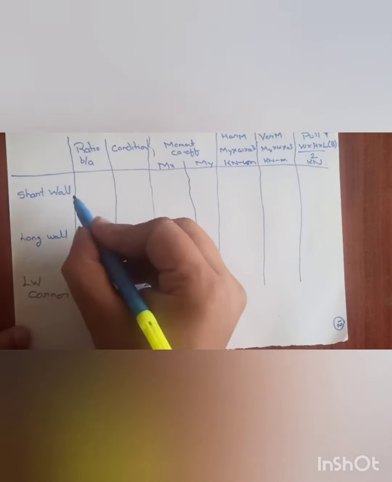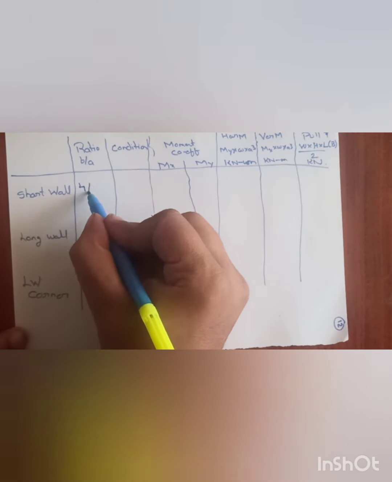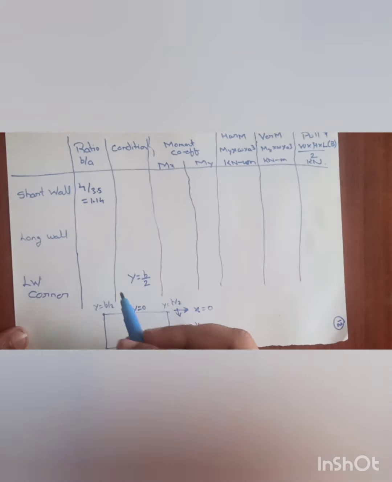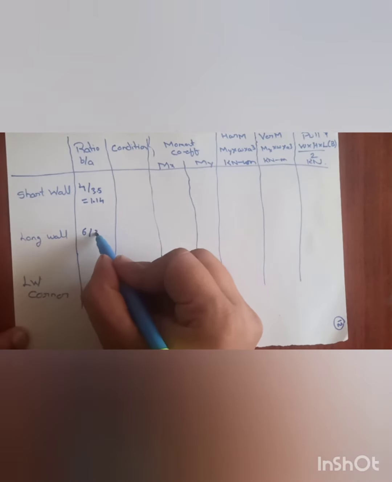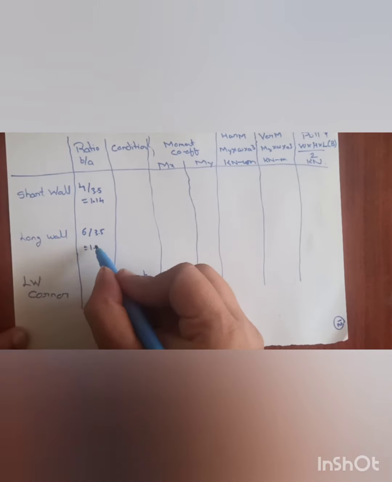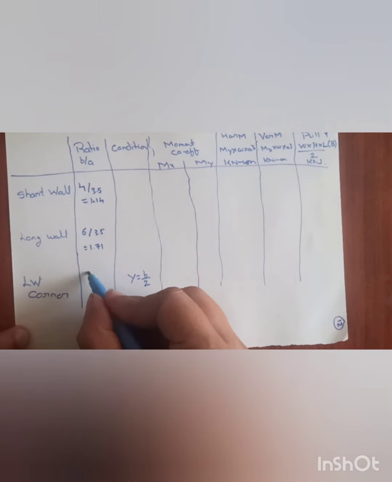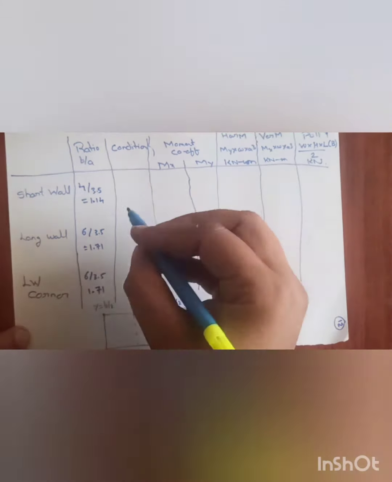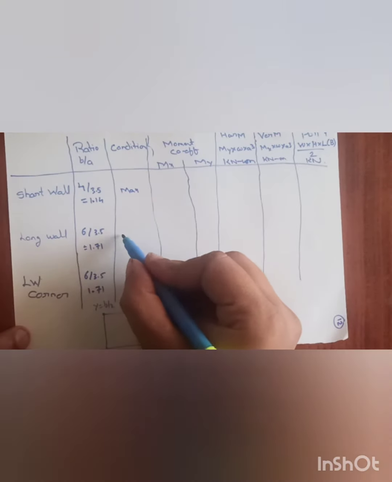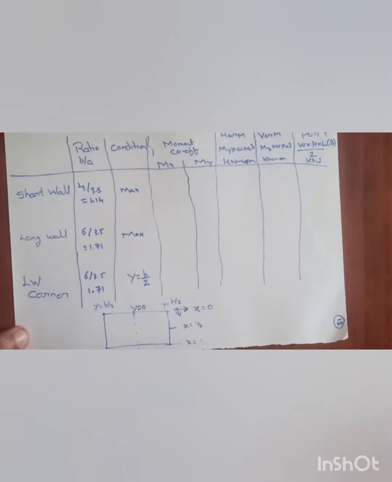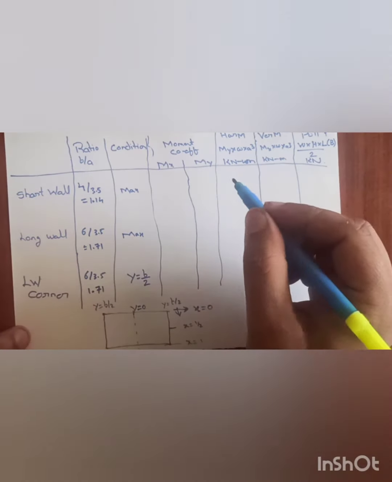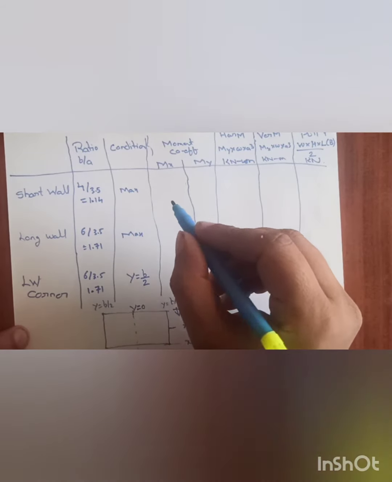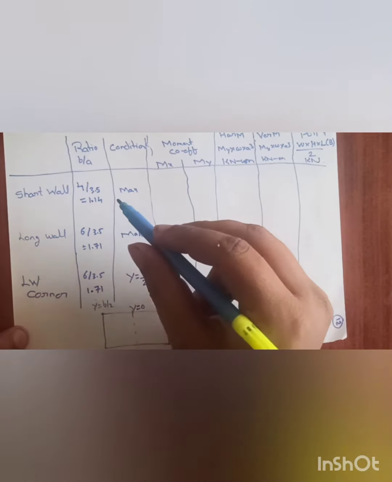Now for the short wall, b is 4, so 4 by 3.5, which is 1.14. For long wall it is 6 by 3.5, which is 1.71. For long wall corner again 6 by 3.5, which is 1.71. The condition, I will select the maximum. Here also I will select the maximum. Now let us look into table 3 of IS 3370 and find the maximum value.